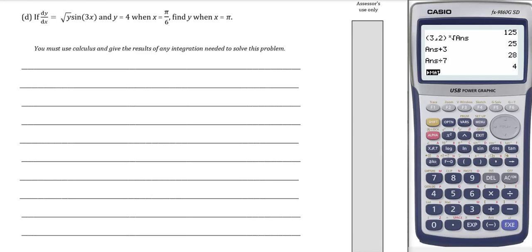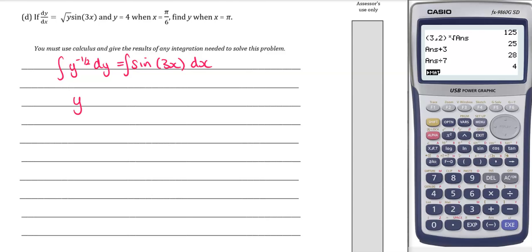Work out what y is when x is pi. Okay, so integrating first of all. This is going to need separating variables again. So we get this happening, taking all of the x things to one side and the y things to the other. Integrate both sides. So 1 over root y is the same as y to the minus a half.